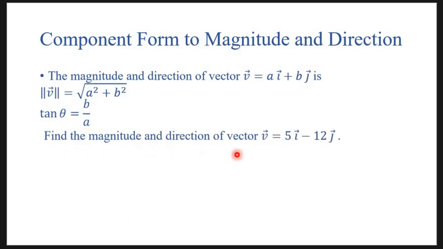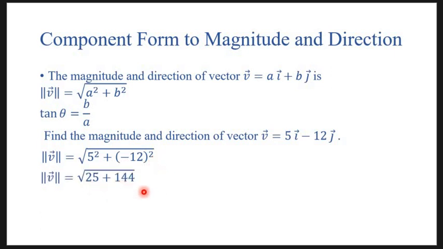Here's the example. Find the magnitude and direction of this vector with this component form. So we have a is 5 and b is negative 12. So we're going to find the magnitude by using that formula, the square root of 5 squared plus negative 12 squared, which is the square root of 25 plus 144, or the square root of 169. The square root of 169 is 13, so I have that the magnitude of this vector is 13 units.